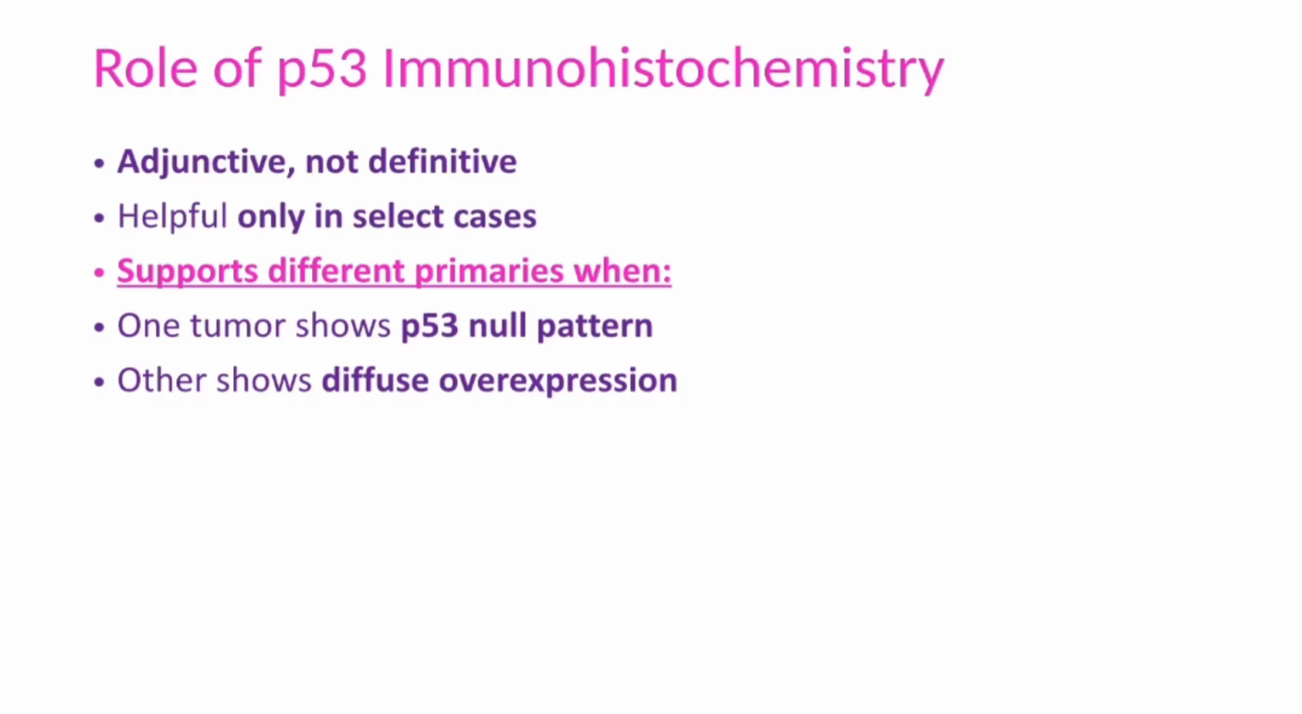Suppose uterus and ovary both have serous carcinoma, but the section from the ovary shows a P53 null pattern and the section from the uterine mass shows diffuse overexpression. Then they are different primaries, because tumor cells from a single origin have similar expression of P53 IHC. So whenever we have both patterns in different sites, then it is an independent origin.